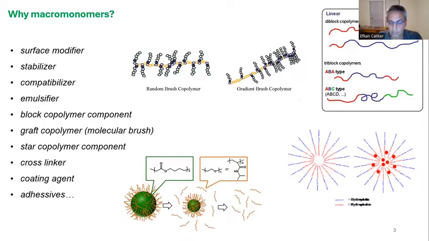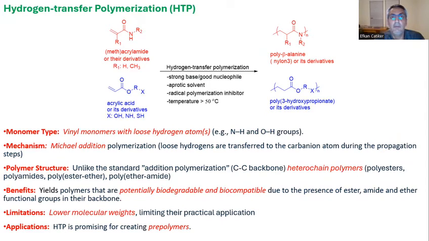Macromonomers are not only used for obtaining graft copolymers, they can be used by themselves as surface modifier, stabilizer, compatibilizer, emulsifier. Also, they can be used as components of block copolymers or in other graft copolymers. So we used macromonomers in the study. We obtained our graft copolymers.